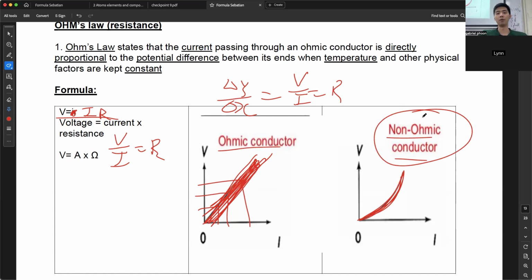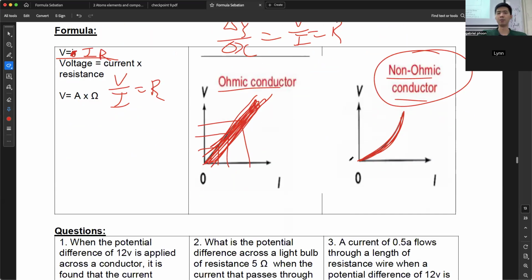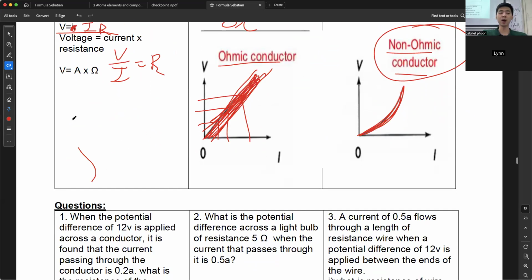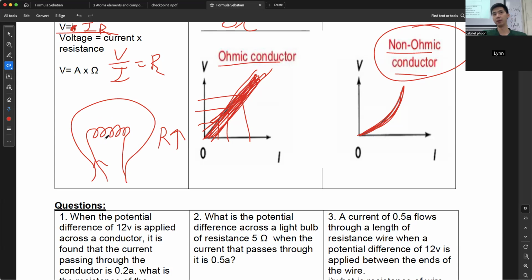A common example of a non-ohmic conductor is the filament lamp. You all know how a filament lamp works? A filament lamp is a very old technology that is super inefficient. Current has to flow through here where it reaches the filament wire, and the filament wire naturally has extremely high resistance. When it has extremely high resistance and current flows through it, what's going to happen?